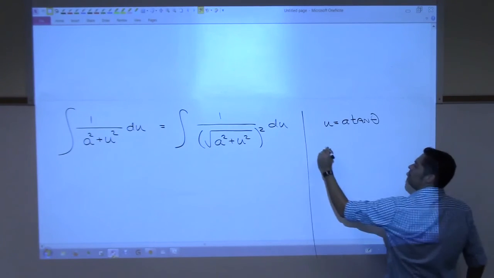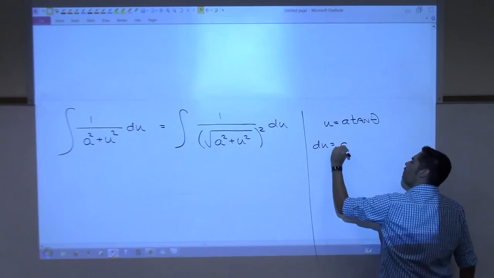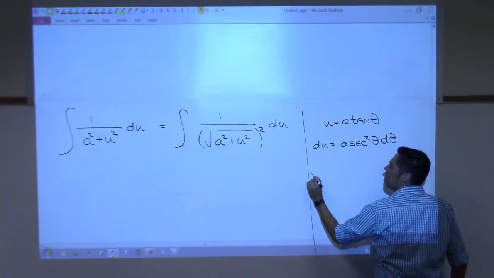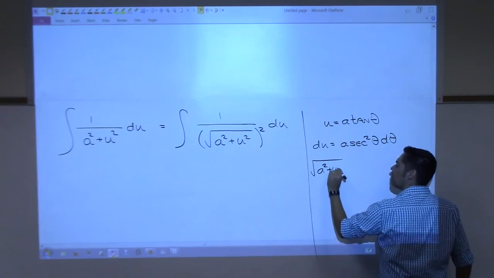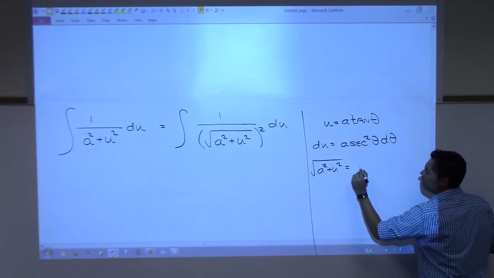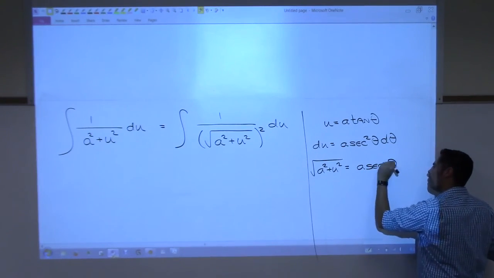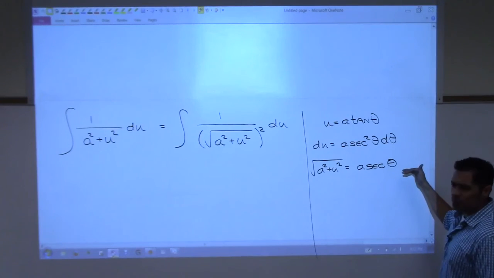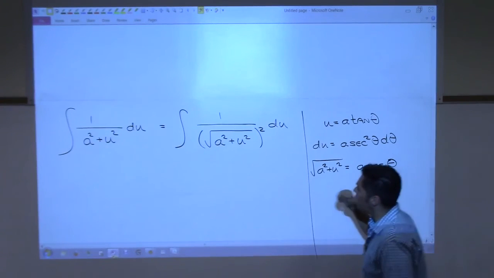All right. du is a secant squared theta d theta. And then I have to find the root part, right? And if I do that, plugging in the u in here and all that, you should get a secant theta. Good?